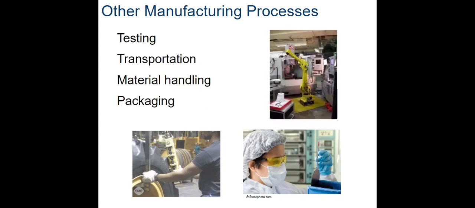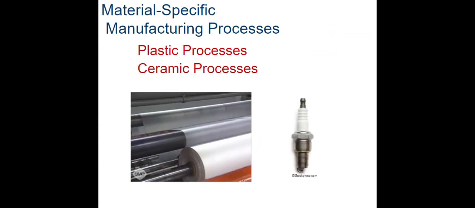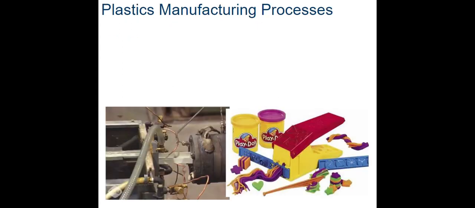Other processes. There's lots of other processes as well. Okay, testing, transportation, material handling, as well as packaging. Sometimes there are certain processes we use for specific materials, such as plastics or ceramics. Plastics in this sheet here, and ceramics, let's say in this spark plug here.